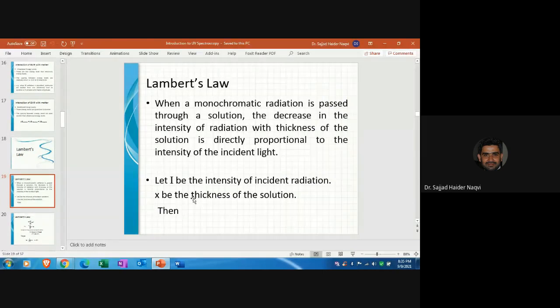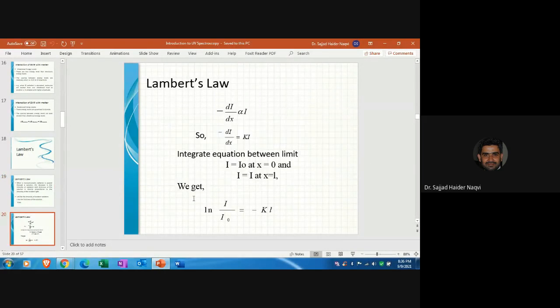So the decrease in the intensity of the radiation with thickness of the solution is directly proportional to the intensity of the incident light. In other words, the more the intensity of the light, the more will be the absorption of the light. So if we say that I is the intensity of the incident radiation and X is the thickness of the solution. Thickness means, you use the cuvette and you determine that distance.